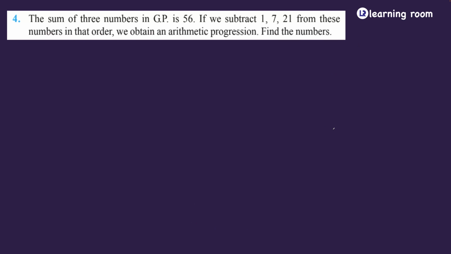Listen. The fourth problem is: the sum of three numbers in geometric progression is 56. They didn't say which three numbers. The sum of three numbers is 56. If we subtract 1, 7, 21 from these numbers in that order, we obtain an arithmetic progression. Find the numbers.